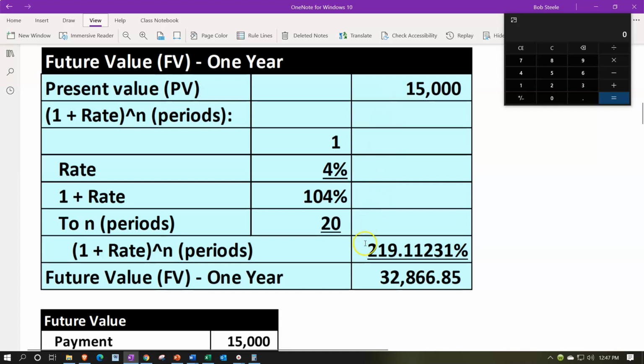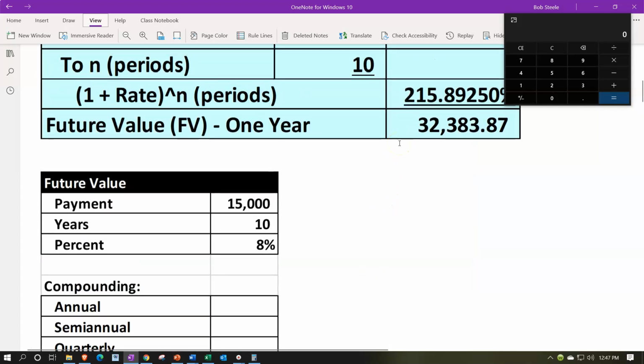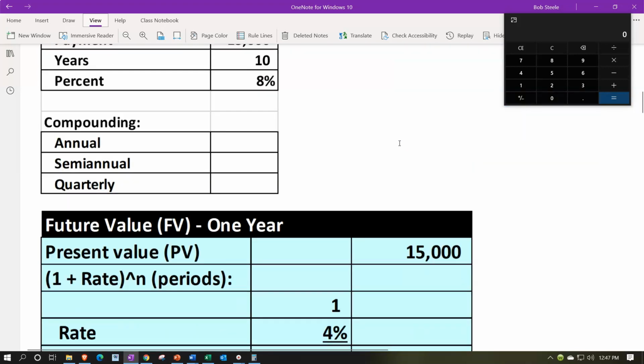multiplying the 15,000 times that number gives us the 32,866.85. And you can see that number, how it differs from the number up top, 32,383.87. So you'll come up to a different number.